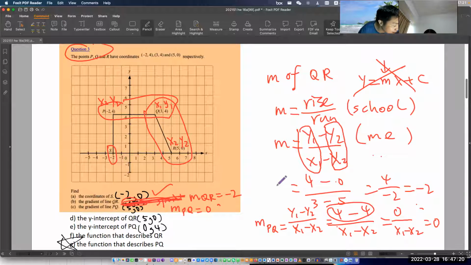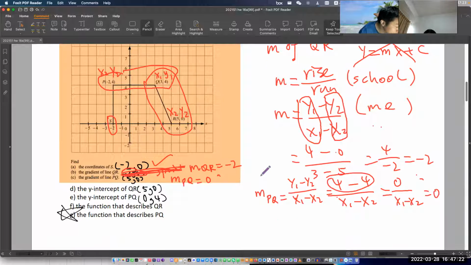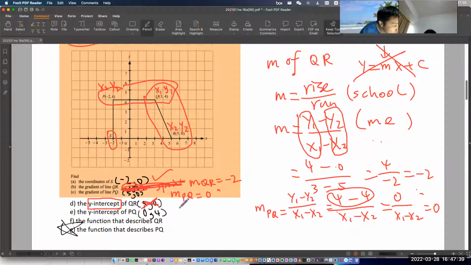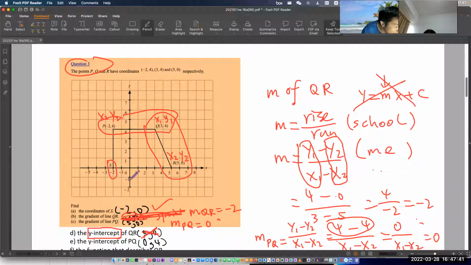Okay, so that's how I get the gradient. Good. So once again, like I say, they ask for the y-intercept. Y-intercept is a value, so you don't give it in point form. This is the point format. So QR, where is QR? QR is not 5 and 0. No. Y-intercept, you're supposed to see the y-intercept here. You're supposed to see this.